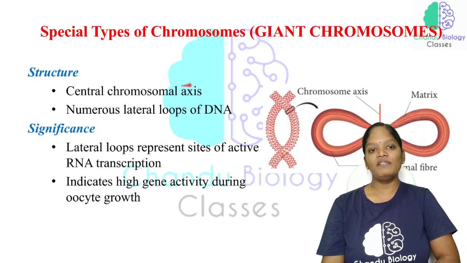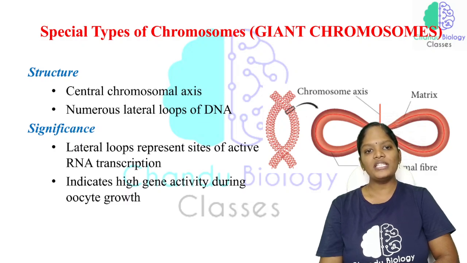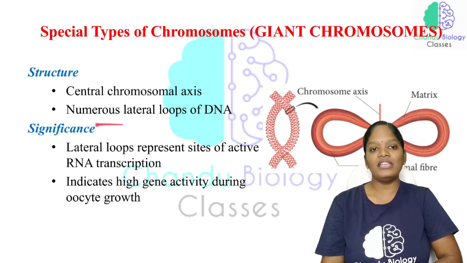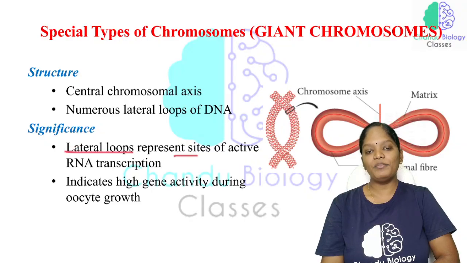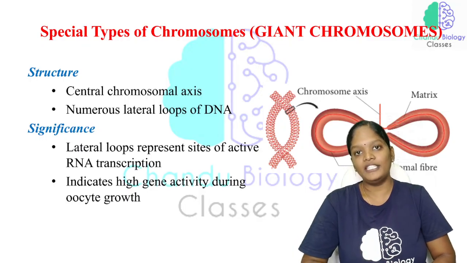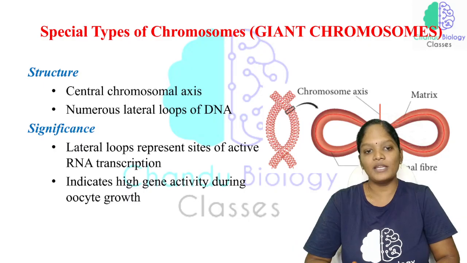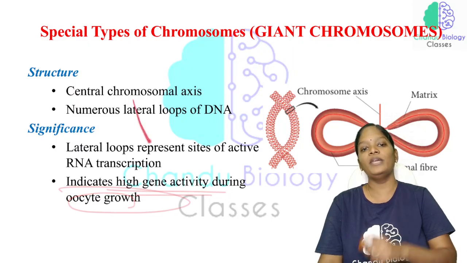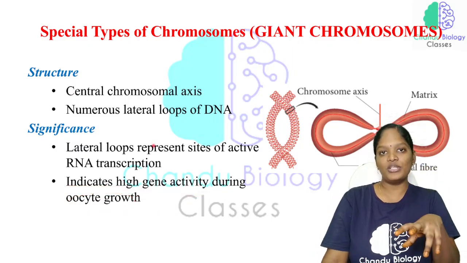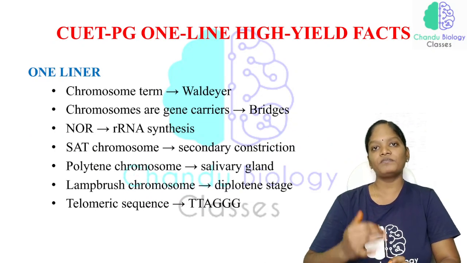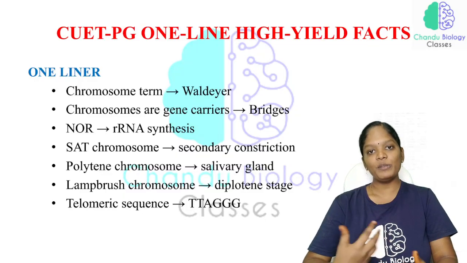Now, how does its structure look? There is a central chromosomal axis, and a loop-like structure. Numerous lateral loops of DNA are seen in the chromosome. What is its significance? These lateral loops represent the sites of active RNA transcription. So this is the area that is genetically active, where RNA transcription takes place. This indicates high gene activity during oocyte growth. So during oocyte growth we can see this lampbrush chromosome, because there we see high gene activity. So this is what we have with respect to the lampbrush chromosome and the polytene chromosome.